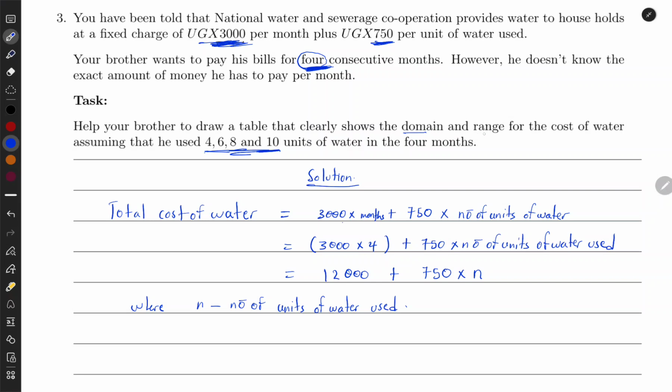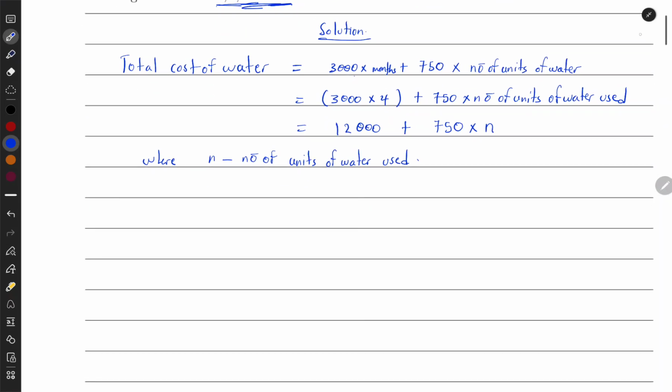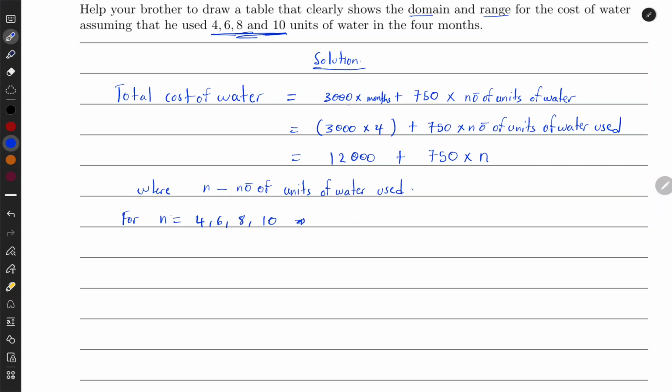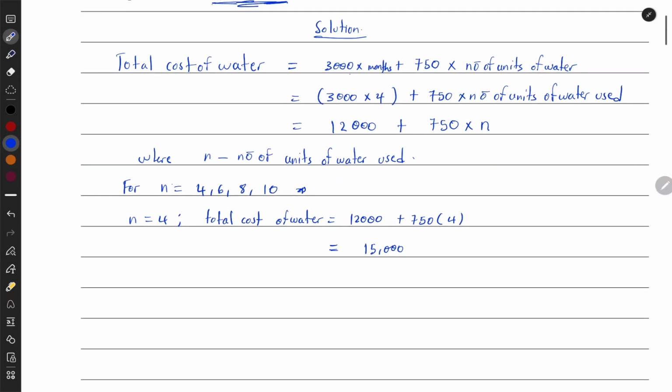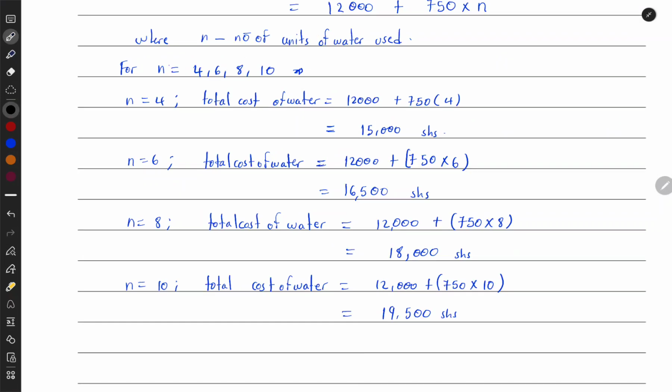However, they want us to clearly show the domain and the range in this case. So you can use your table in this way. For n, I can compute for each. If my n equals 4, I can compute the total cost of water, and it's going to be the 12,000 plus the 750 times the 4. So what do we get? We get 15,000. You can use your calculator there. Then you can do the rest. Pause the video and try out the rest and see if we get the same answers. So you find that total cost of water can be that for the different numbers of units, for 10, for 8, for 6.